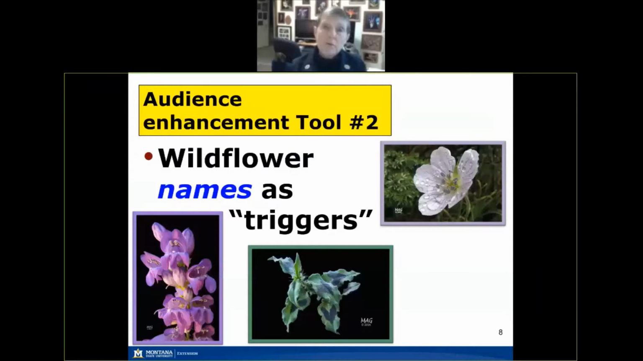The other thing I'm doing with my program is to use wildflowers. I enjoy those because they help make the program a little bit more interesting, and I use them as triggers.